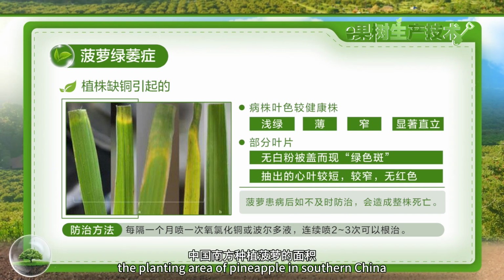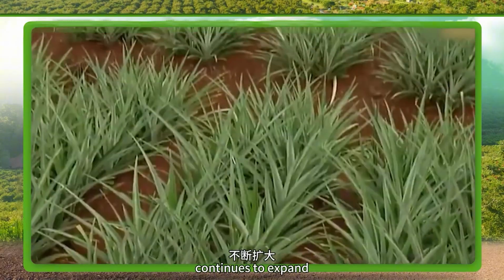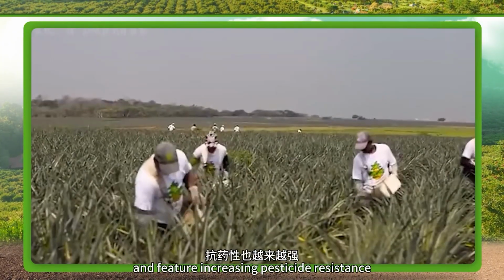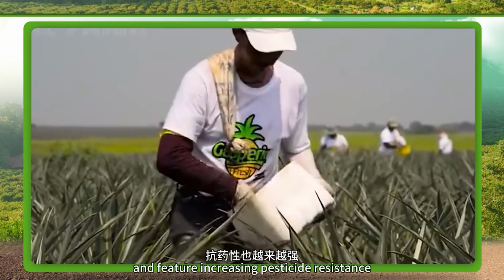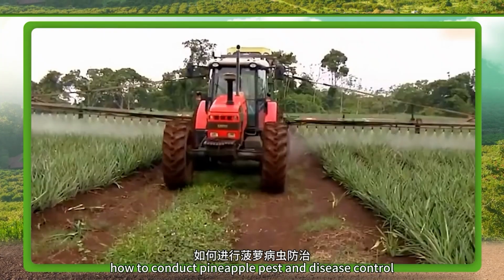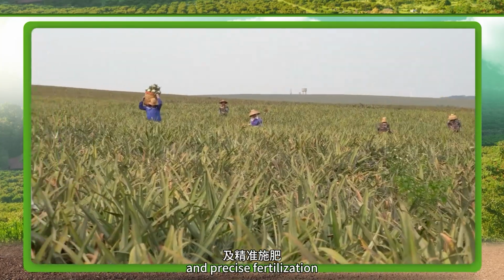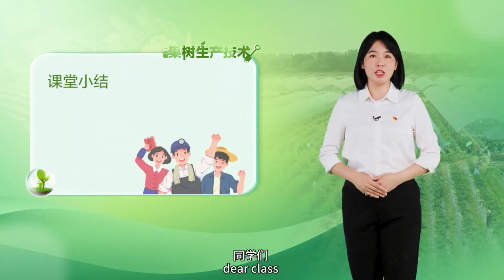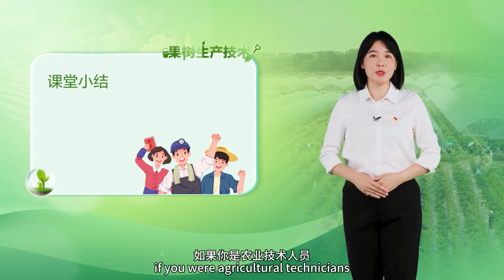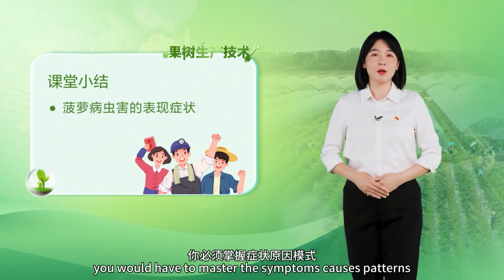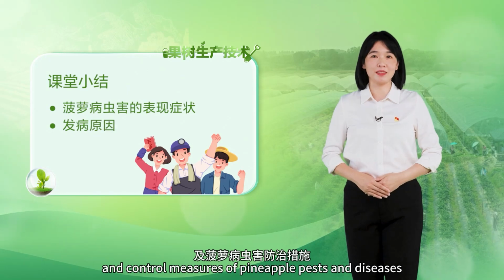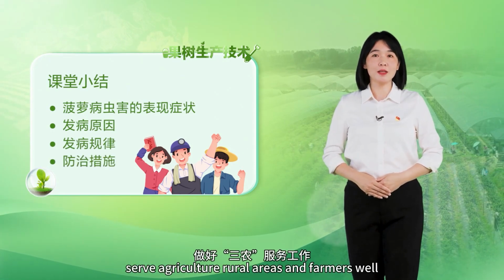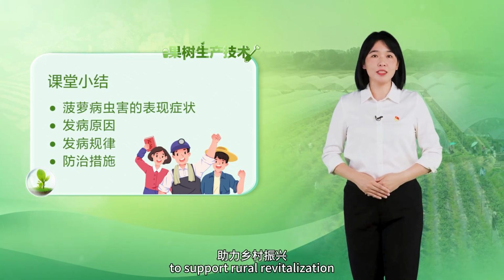The planting area of pineapple in southern China continues to expand, and pests and diseases become more severe and feature increasing pesticide resistance. How to conduct pineapple pest and disease control and precise fertilization relates to whether farmers increase yield and income. Dear class, if you were agricultural technicians, you would have to master the symptoms, causes, patterns, and control measures of pineapple pests and diseases. Serve agriculture, rural areas, and farmers well to support rural revitalization.